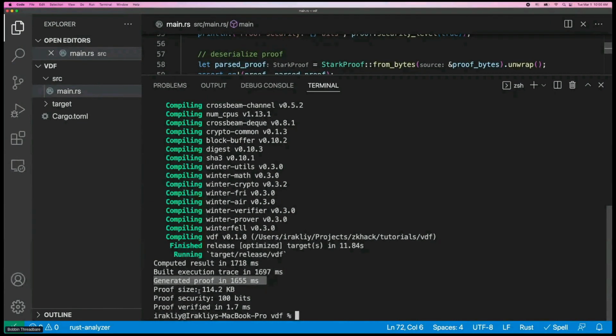Proof size in this case is 114 kilobytes. Our target security level is 100 bits. And verification, crucially, this is what we were trying to do. This is why we bothered with the STARK in the first place, is just 1.7 milliseconds. So we ran the function for 1.7 seconds. We spent about 1.7 seconds on generating the proof, but then verifying it cost us just 1.7 milliseconds, so 1,000 times faster. All right, this concludes the coding portion of this.